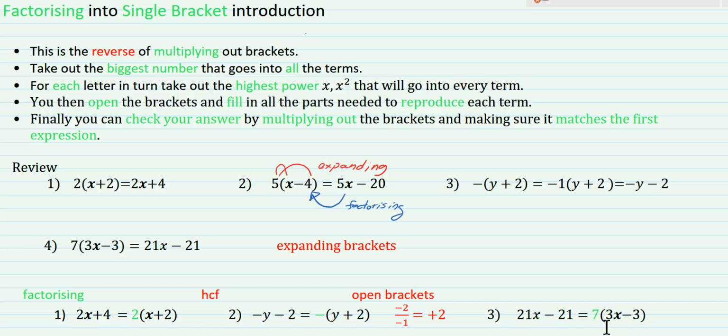Again, to check if it's right, you multiply it out. 7 times 3x is 21x. So that's correct. And 7 times minus 3 is minus 21. So that's okay.